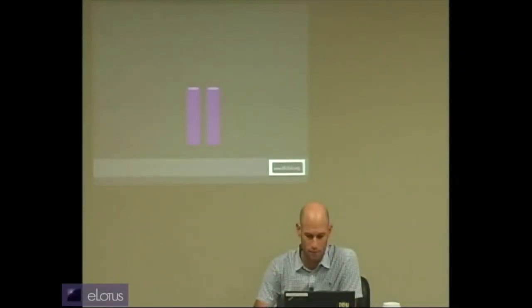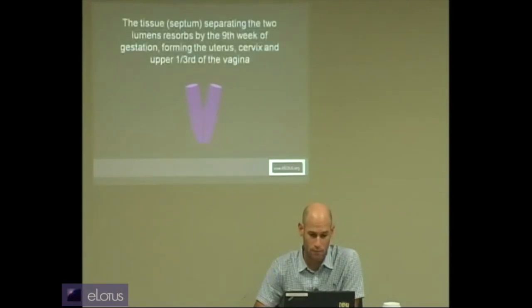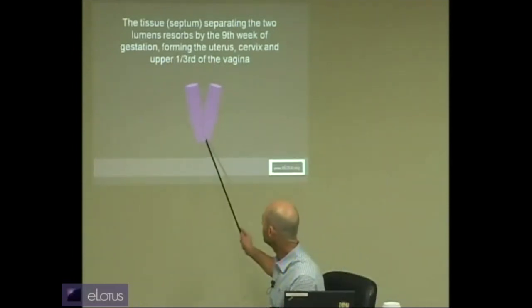So coming together. And so in the caudal end, these ducts meet in the midline and fuse together to form what we call a double lumen structure. And then the tissue separating those two lumens begins to resorb by the 9th week of gestation. And that's how we form the uterus and upper third of the vagina. That's this tissue right here. Okay?